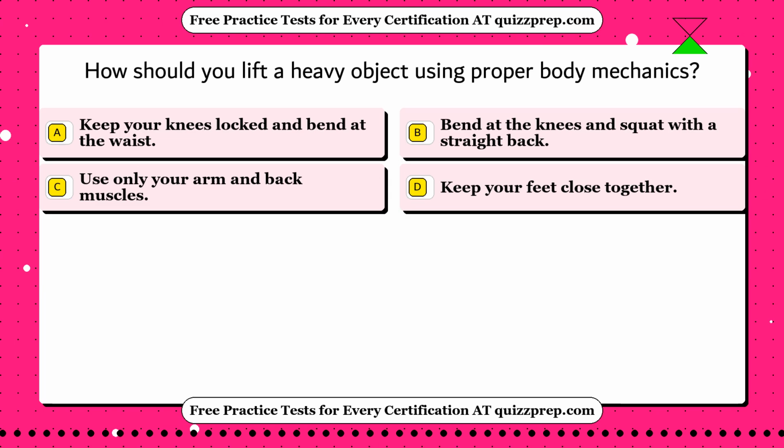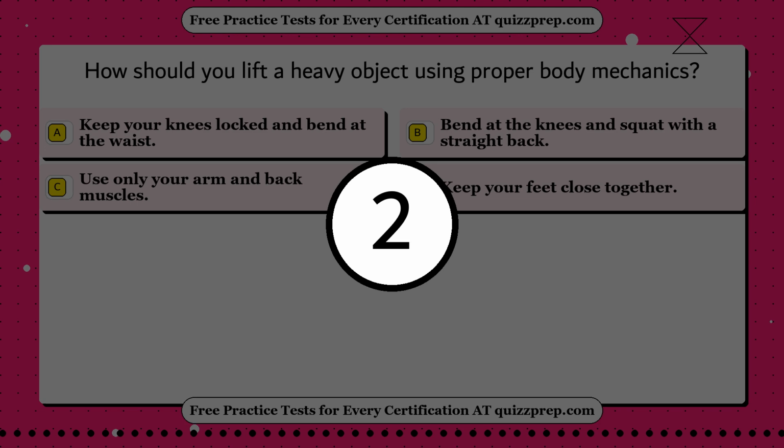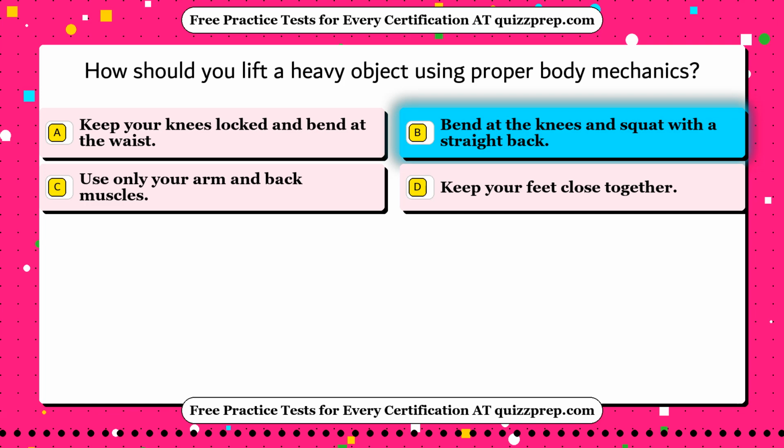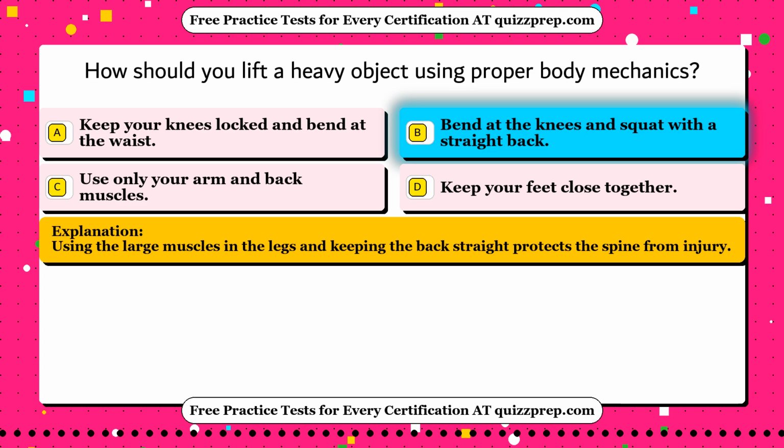Question 38. How should you lift a heavy object using proper body mechanics? Option A, keep your knees locked and bend at the waist. Option B, bend at the knees and squat with a straight back. Option C, use only your arm and back muscles. Option D, keep your feet close together. The correct answer is option B, bend at the knees and squat with a straight back. Using the large muscles in the legs and keeping the back straight protects the spine from injury.